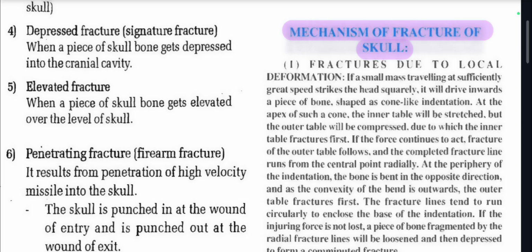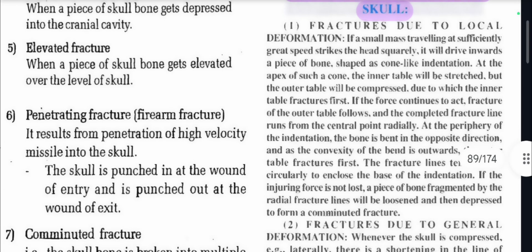If the force continues to act, fracture of the outer table follows and the completed fracture line runs from the central point radially. At the periphery of the indentation, the bone is bent in opposite direction, and as the convexity of the bend is outwards, the outer table fractures first. So the fracture lines tend to run circularly to enclose the base of the indentation. If the injuring force is not lost, a piece of bone fragmented by the radial fracture lines will be loosened and then depressed to form a comminuted fracture.